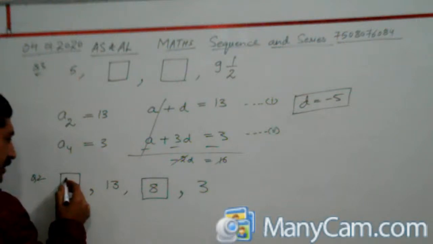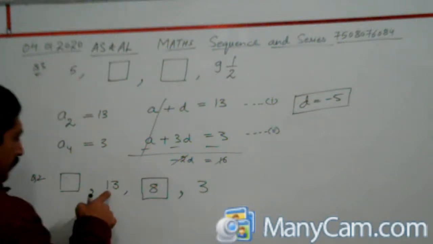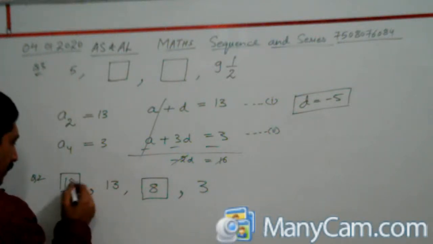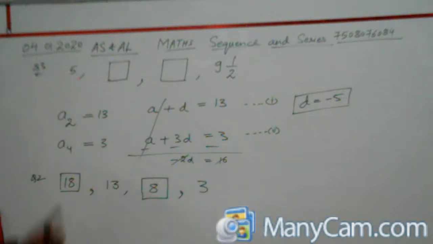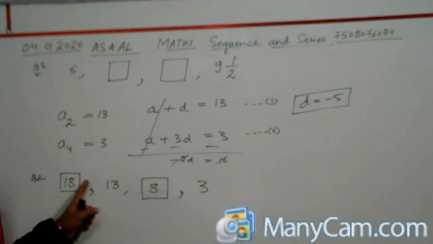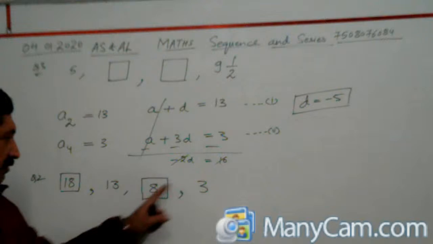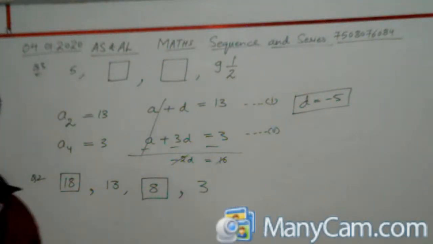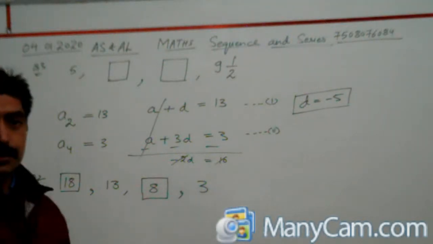Not 18, it is... we have to do 18 minus 5, 13 minus 5, 8 minus 5, 3, so minus 2. So this is the question here.